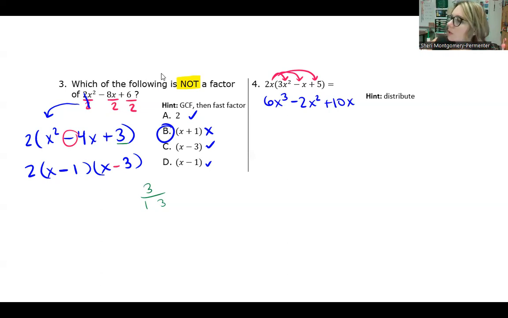Did you get the same thing when you distributed? Remember, when you distribute, you multiply the numbers and you add the exponents. So 2 times 3 is 6. 2 and 1 makes x to the third. 2 times negative is -2. X and X makes X squared. 2 times 5 makes 10, and it has just one X.